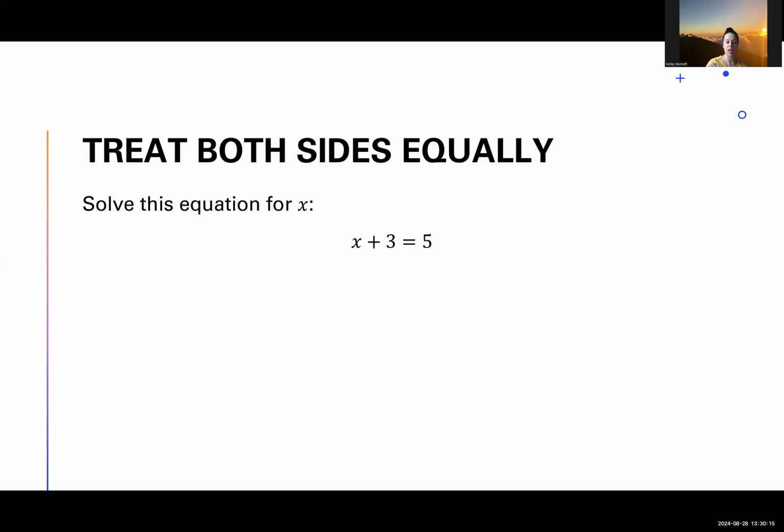And so we want to isolate x. The way that we do that is we undo what's been done. So 3 has been added to x, so we need to take 3 away from x. But also keeping in mind that we need to treat both sides equally. So we're subtracting 3 from both sides. On the left-hand side, the 3's will cancel, and we're left with x equals 2.